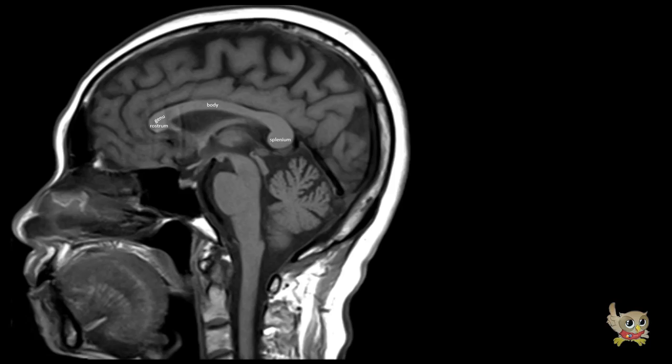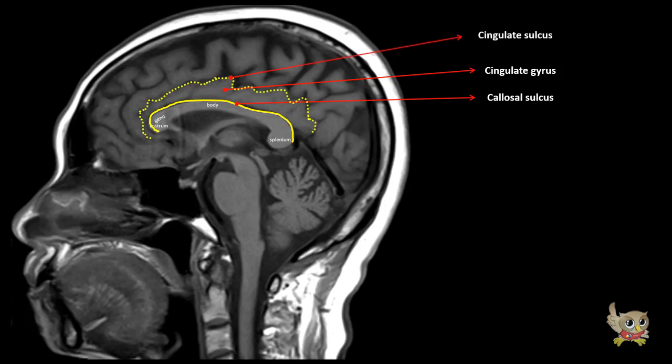Just above the corpus callosum is the callosal sulcus. Above it is the cingulate gyrus, which is part of the limbic system involved in processing emotions and behavior regulation. It also helps to regulate autonomic motor function. Right after the cingulate gyrus is the cingulate sulcus.